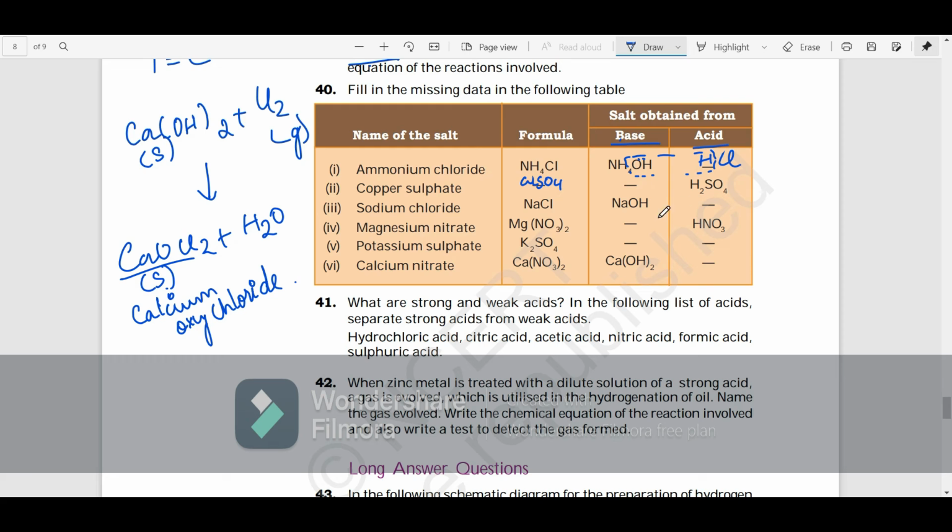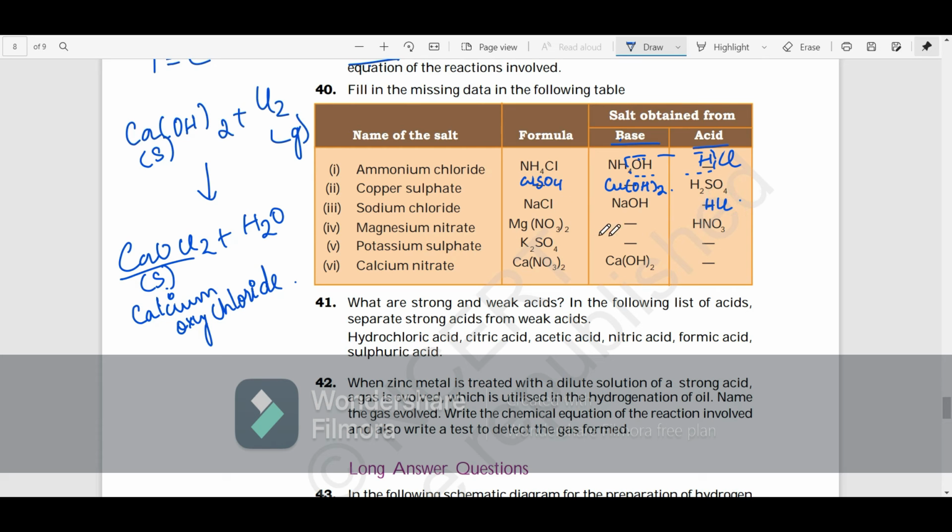Okay, blue vitriol. Copper sulfate: its acid is H2SO4, and for the base you'll have copper, CuOH taken twice. It's the hydroxide of it. Okay, next NaCl: NaOH and HCl, and this is a very common one.